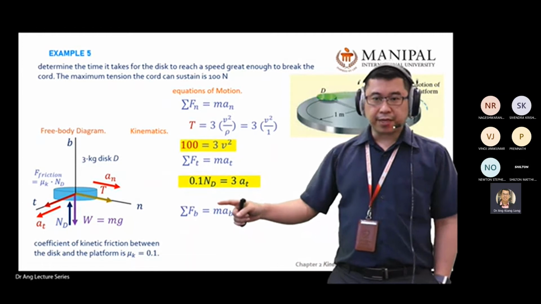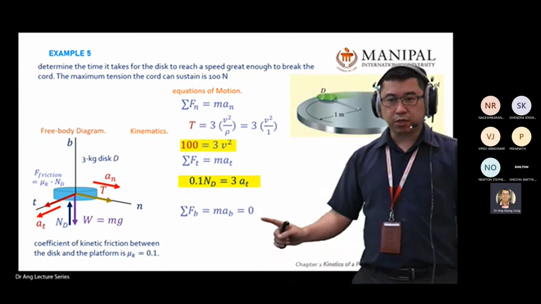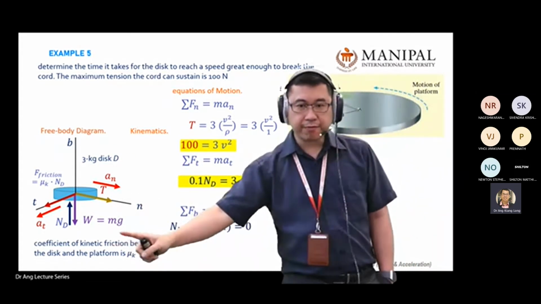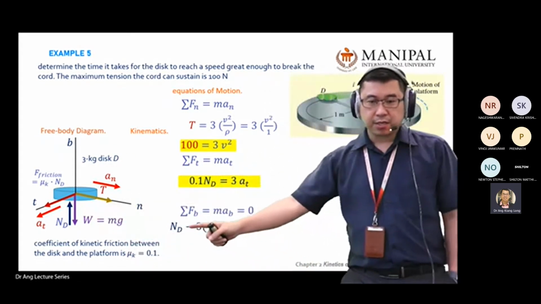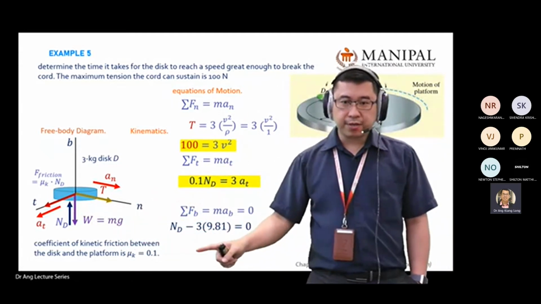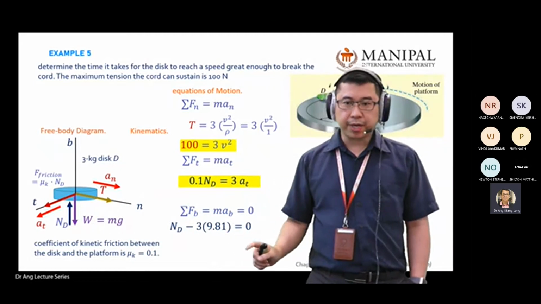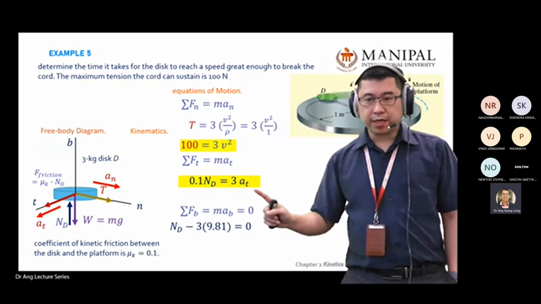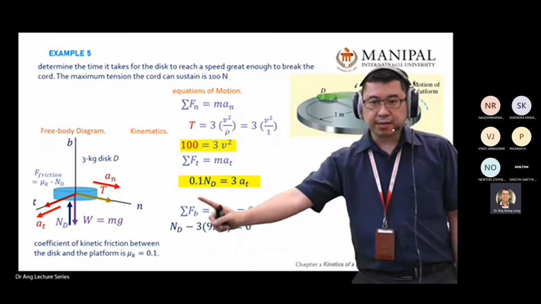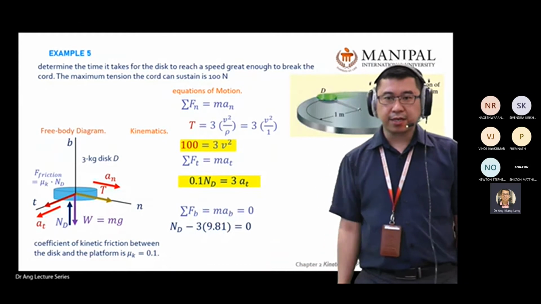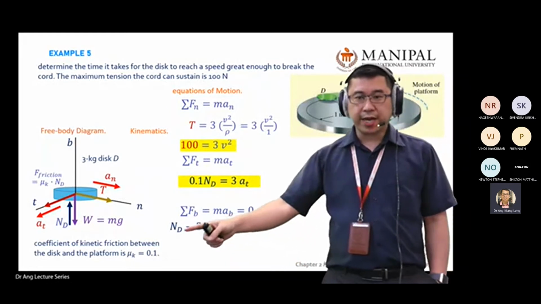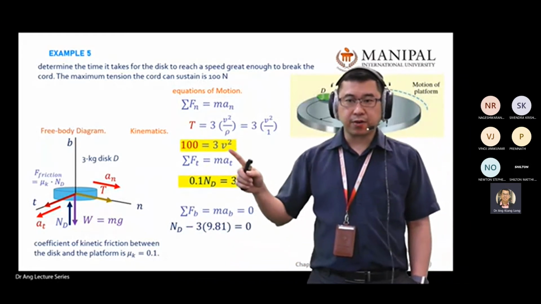Sum of F_b equals m a_b, in the b dimension equals 0. So you put in the equation. In the b direction you have W and N_d. N_d is going up, positive. Weight going down, minus 3 times 9.81, equals 0. From the third equation, you can find your N_d. Once you find your N_d, substitute back here, and you find your a_t. So basically, you find your N_d, you find your a_t, you find your v.